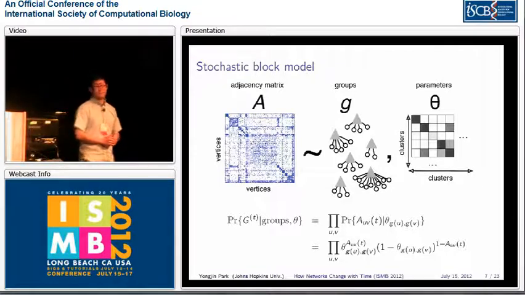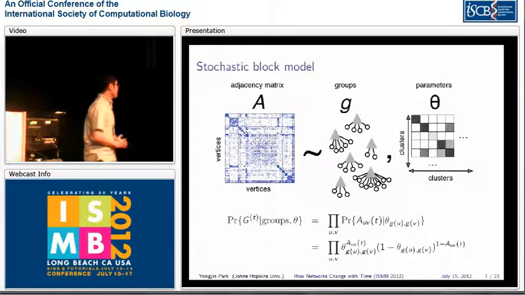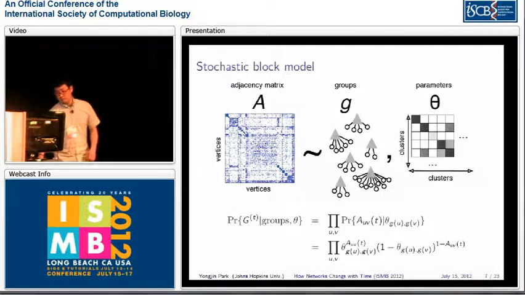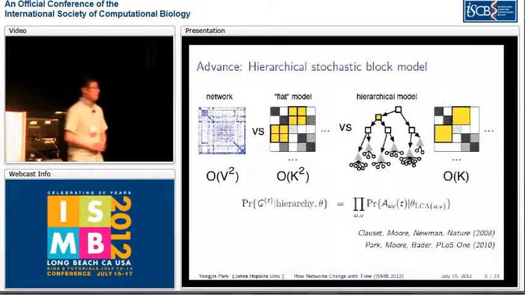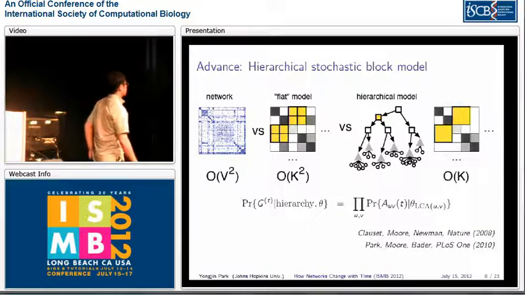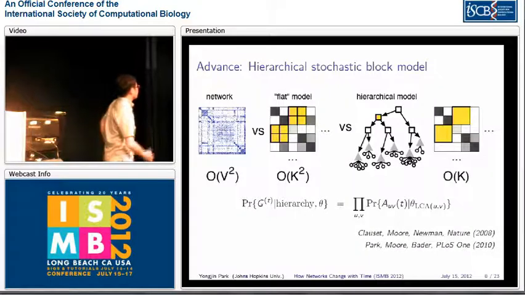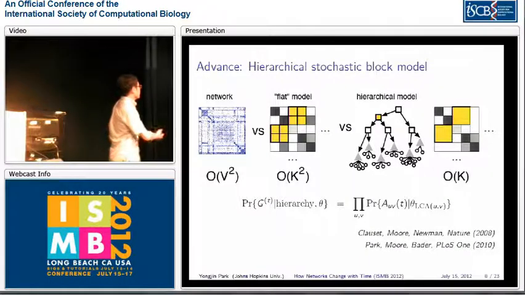Most of the interaction data is just binary, 0 or 1. So we use the Bernoulli trial as a likelihood model. And here's a comparison of different complexities. For networks, we have O(V^2), and for the flat block model, we have O(K^2).